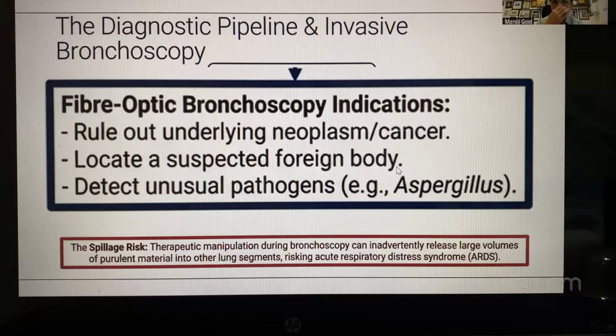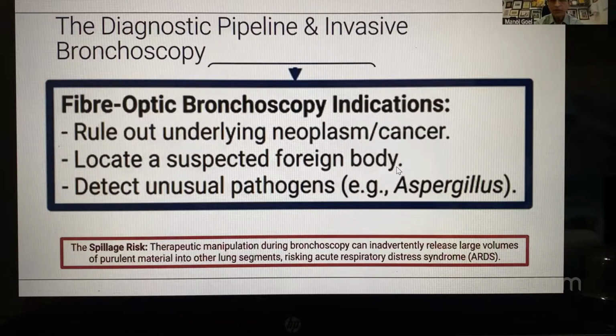The bronchoscopy is traditionally indicated to rule out an underlying neoplasm or cancer, or if you are suspecting a foreign body, or if there is an unusual pathogen like tuberculosis and aspergillus. But as a matter of fact, I would routinely do a bronchoscopy in all these patients because we want to have an early microbiological diagnosis, and also we want to rule out tuberculosis, which is so much endemic in our country. But I generally do not perform a therapeutic bronchoscopy in these patients to drain the pus because there is a spillage risk.